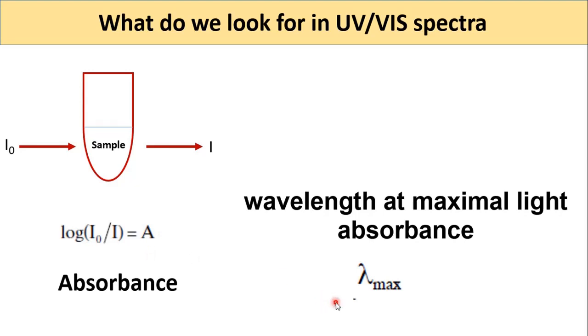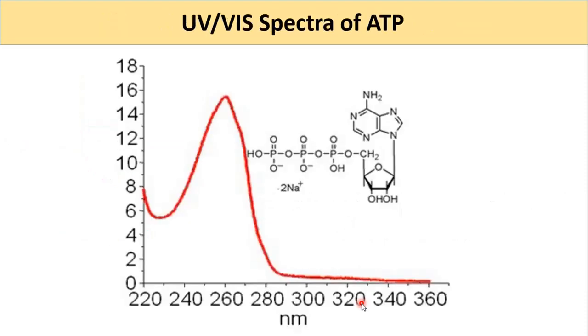And the second term for the UV visible spectrum is lambda maximum. Lambda maximum is the wavelength where the absorbance is maximum. As we have seen in one example, one organic molecule absorbs light at 258 nanometer. So we will get maximum absorbance at that particular wavelength. So absorbance will be given on the y-axis and lambda maximum will be on the x-axis. So it is very simple.